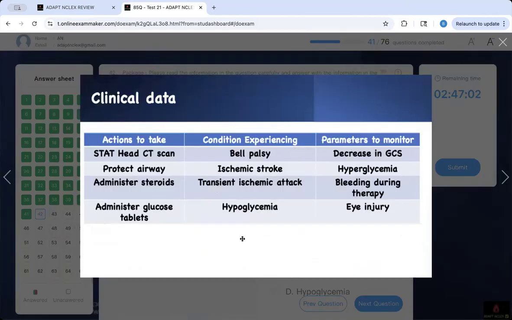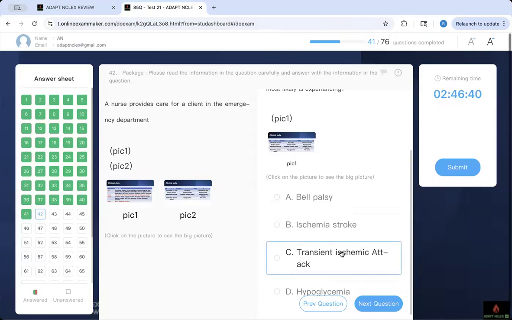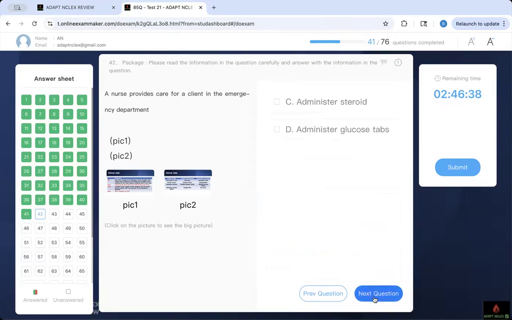What condition is the client experiencing? Bell palsy, ischemic stroke, transient ischemia, hypoglycemia. It can be hypoglycemia because glucose is 80. It can be Bell palsy. I will tell you just one phase, the body is not going to be affected. Transient ischemia, I would say a curtain is falling over your eyes. Therefore, this is classic ischemic stroke.